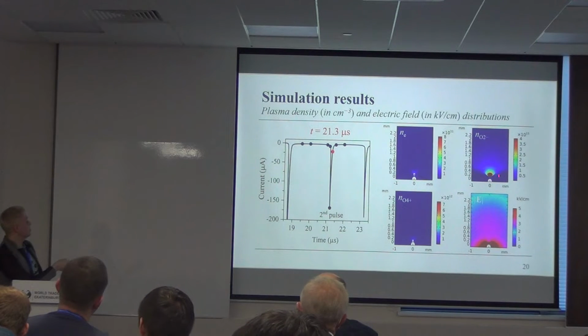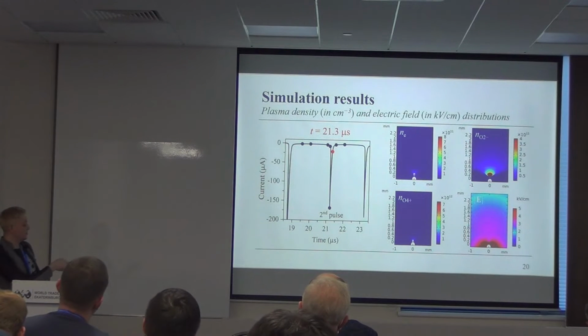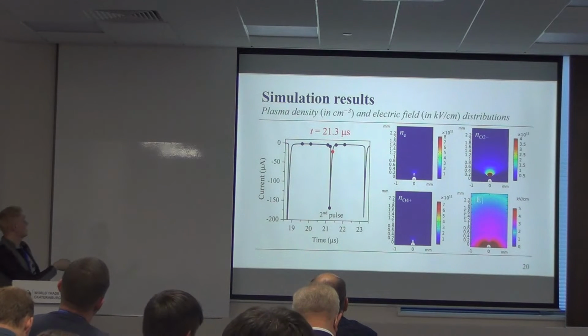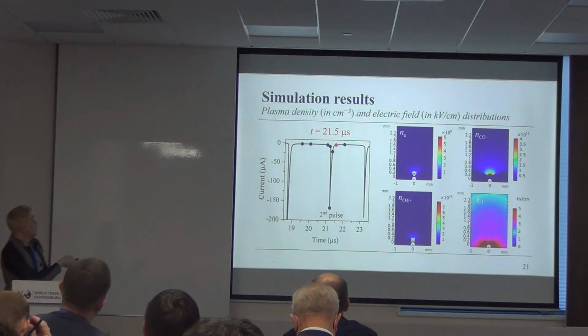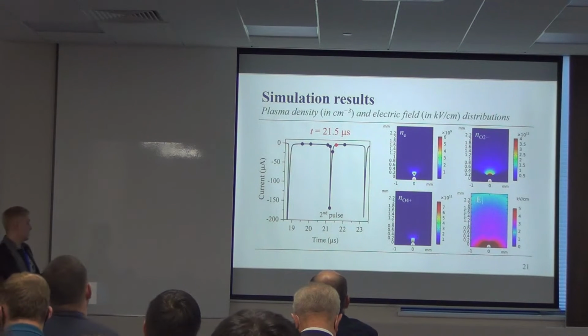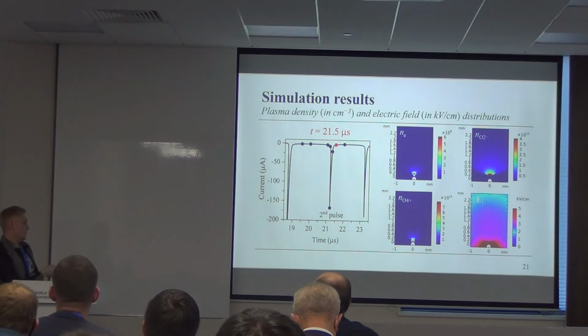And this leads to the removal of negative space charge from the needle, the space charge moving from the needle towards the anode, and the current decreases. Now you can see that the conditions of electric field and number density are restored, and it's prepared for a new current pulse.